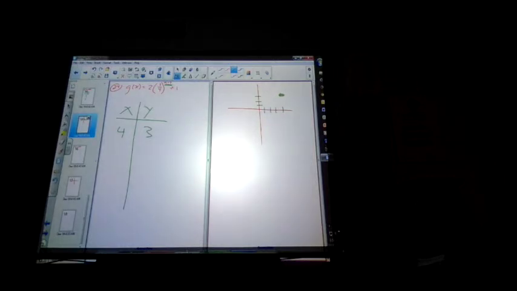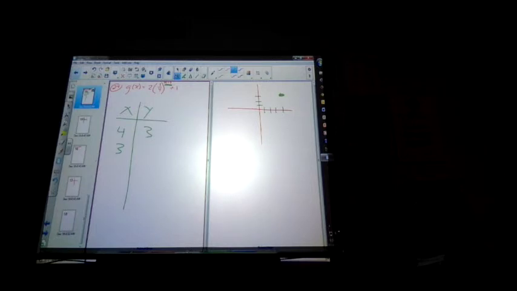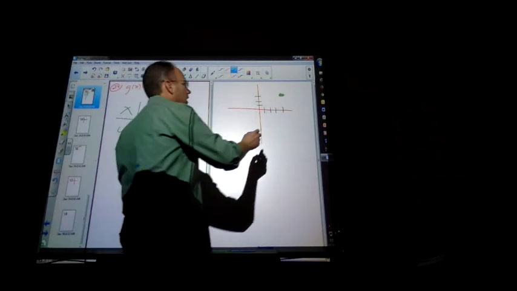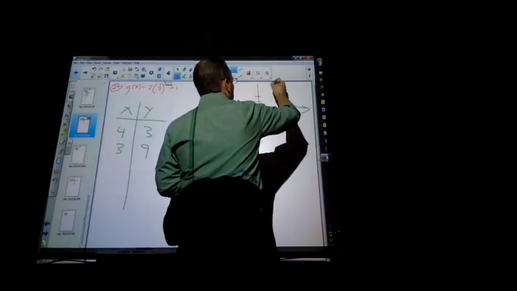I want to make it negative. So what if I were to plug 3 in? I get 3 minus 4, that's negative 1. So 1/4 to the negative 1 becomes 4 to the first. 4 to the first is 4. 4 times 2 is 8. Plus 1 is 9. So I get 3 comma 9. So this graph is doing like this.